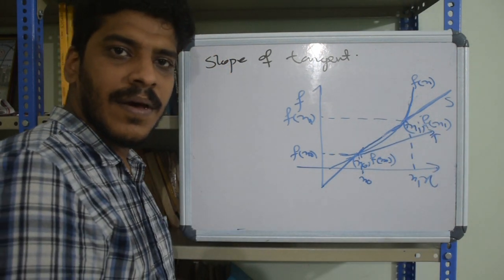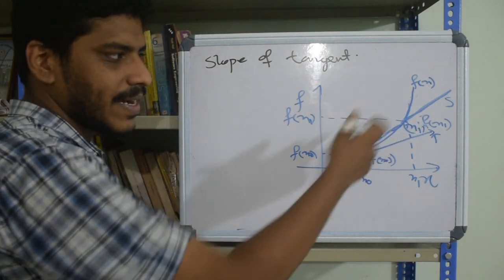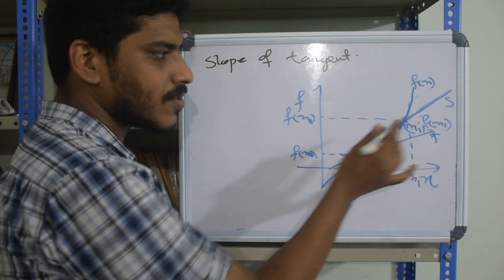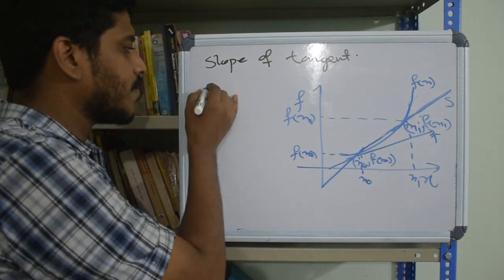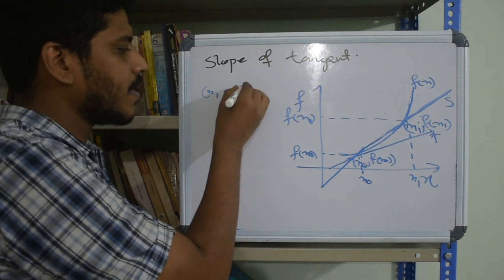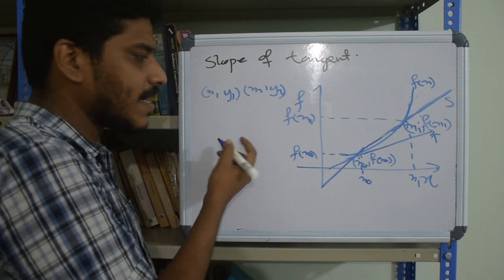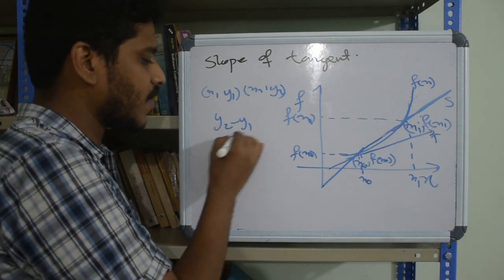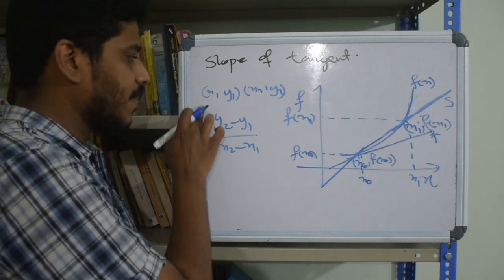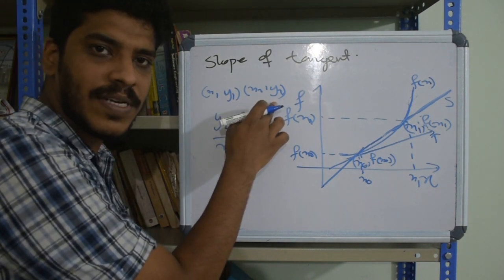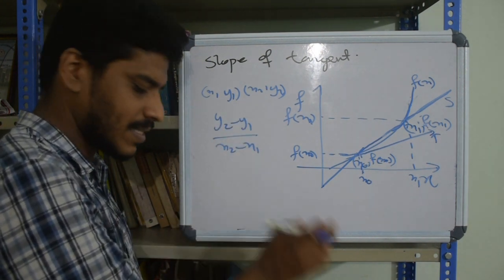Right. Now we make use of the formula to find the slope of a line. Consider the secant line S. We have 2 points of the line, and we can use those 2 points to find the slope. So if x1, y1 and x2, y2 are 2 points on a straight line, the slope of the straight line can be evaluated as y2 minus y1 by x2 minus x1.